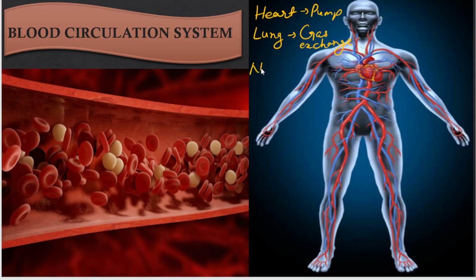And the most important, there is a network of arteries and veins. These arteries and veins are present all over the body and supply blood to each and every cell of our body. Arteries normally carry oxygenated blood, whereas veins carry deoxygenated blood. So this whole makes the circulation of blood throughout the body.